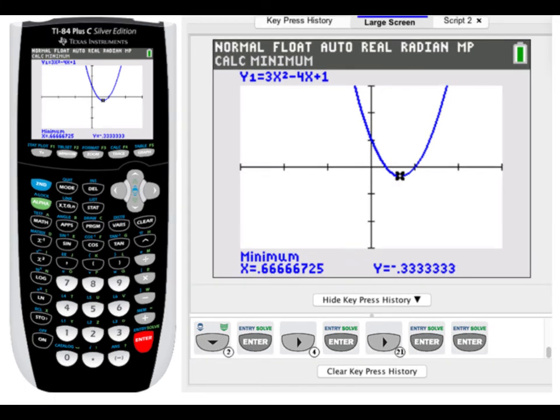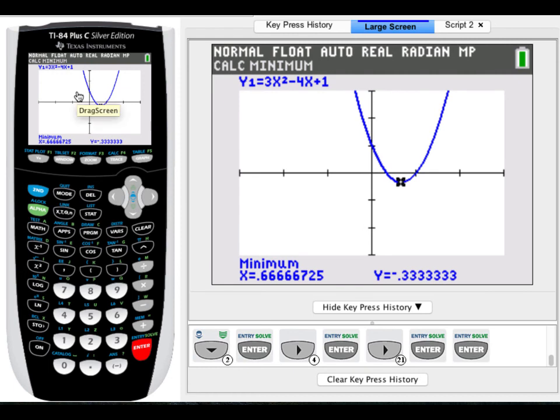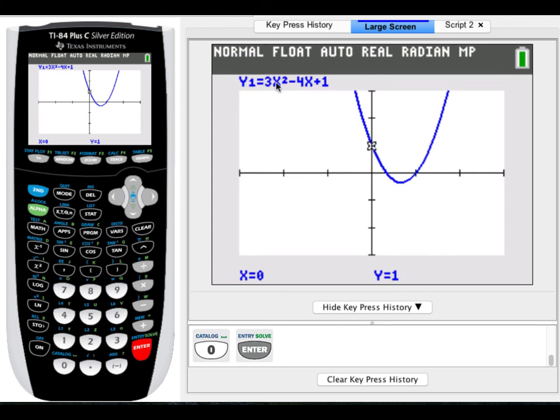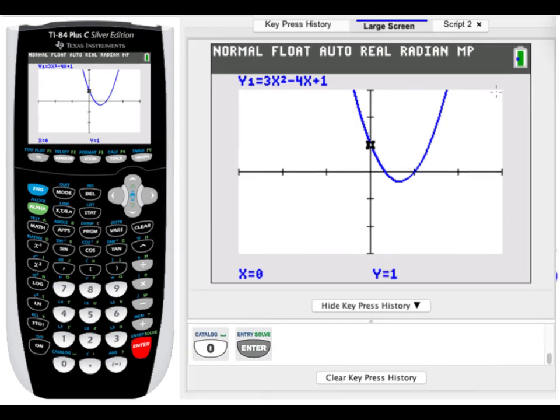So let's compare this answer that we just got from the calculator with the answer we got algebraically. I know 0.6666 is about 2/3, and I know negative 0.333 is about negative 1/3. So that means the calculator is saying my vertex is (2/3, negative 1/3), which is true. Now let's check our y-intercept. It looks like it's 1, but let's make sure. So I just hit trace, 0, and enter, and that gives me my y-intercept. So yes, it is the point (0, 1). So yes, we've verified my answer using technology.